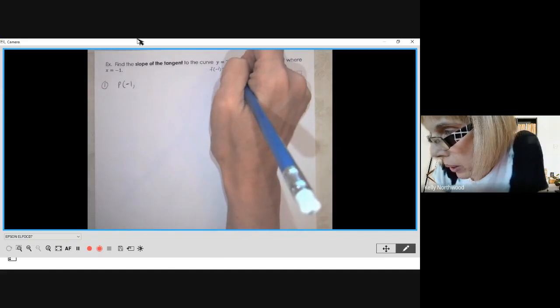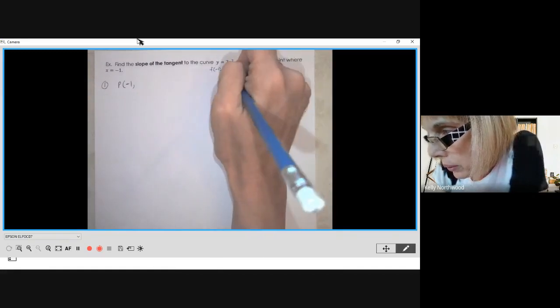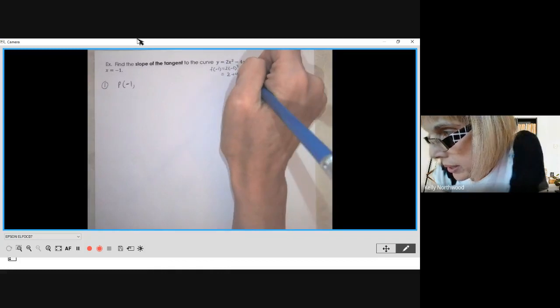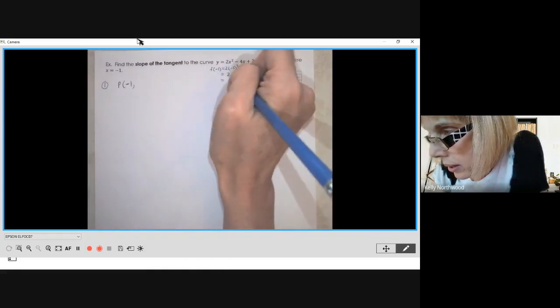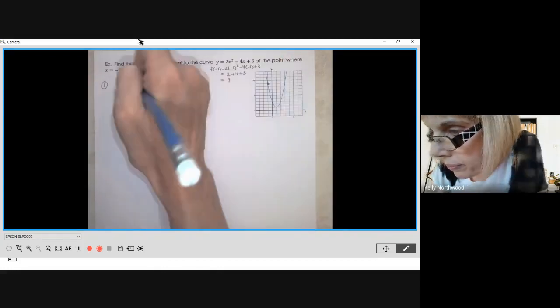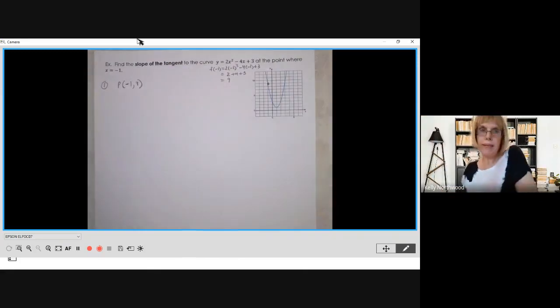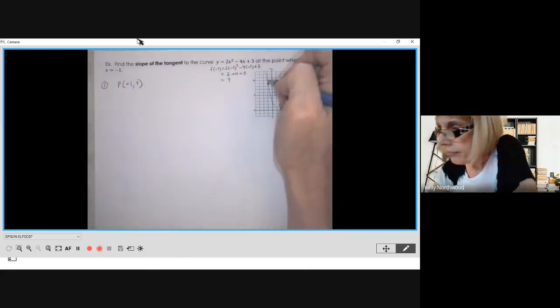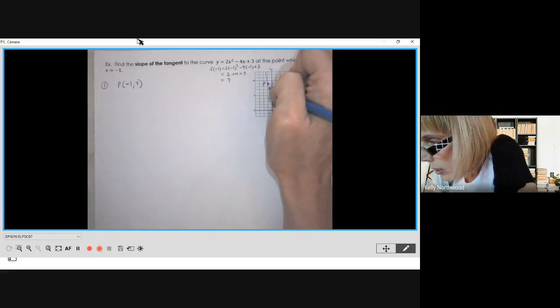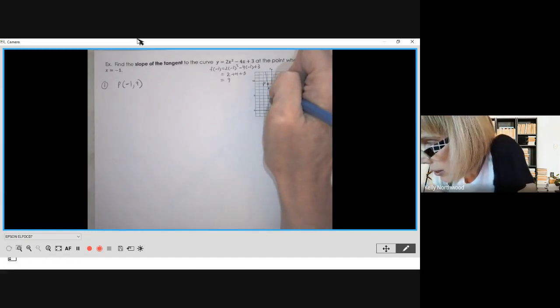So that's going to give me +1. So 2 plus 4 plus 3 is 9. So there's my P. Q again, you can see is going to be a little bit to the right.